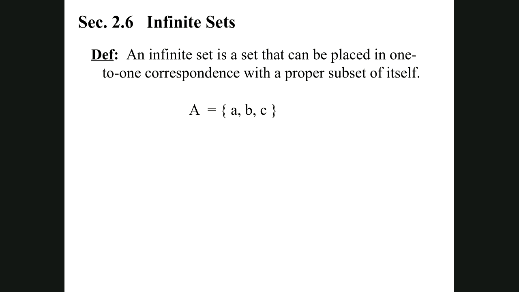Here I have an example. Set A contains the elements a, b, and c. And if we create a proper subset, that means we have fewer elements in this set. Well, if we try to create a one-to-one correspondence, we see that we have one element left over, because we created another set, a proper subset, that has fewer elements. So these are not infinite sets, these are finite sets. Well, let's prove this with infinite sets. Here we can see that set A is not an infinite set.